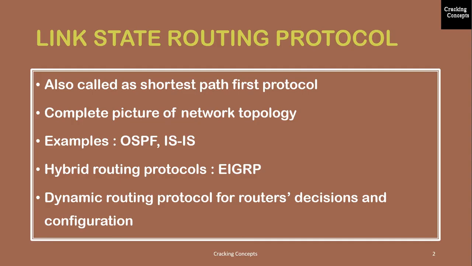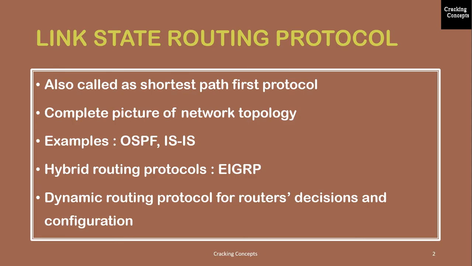Link state protocols are also called shortest path first protocols. They have a complete picture of the network topology. Hence they know more about the whole network than any distance vector protocol. Examples of link state routing protocols include OSPF, which is Open Shortest Path First, and IS-IS, which is Intermediate System to Intermediate System.